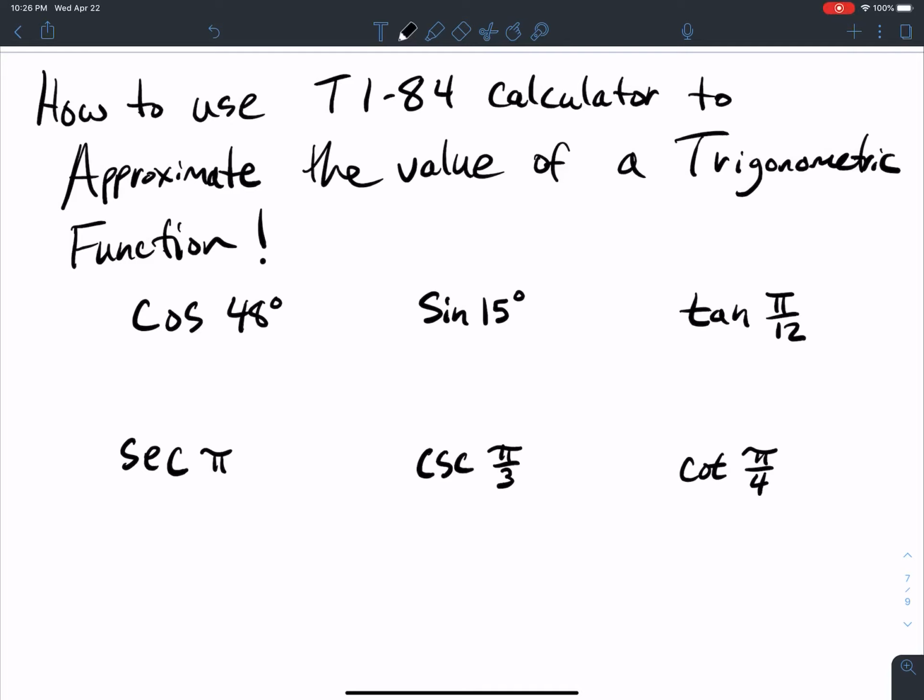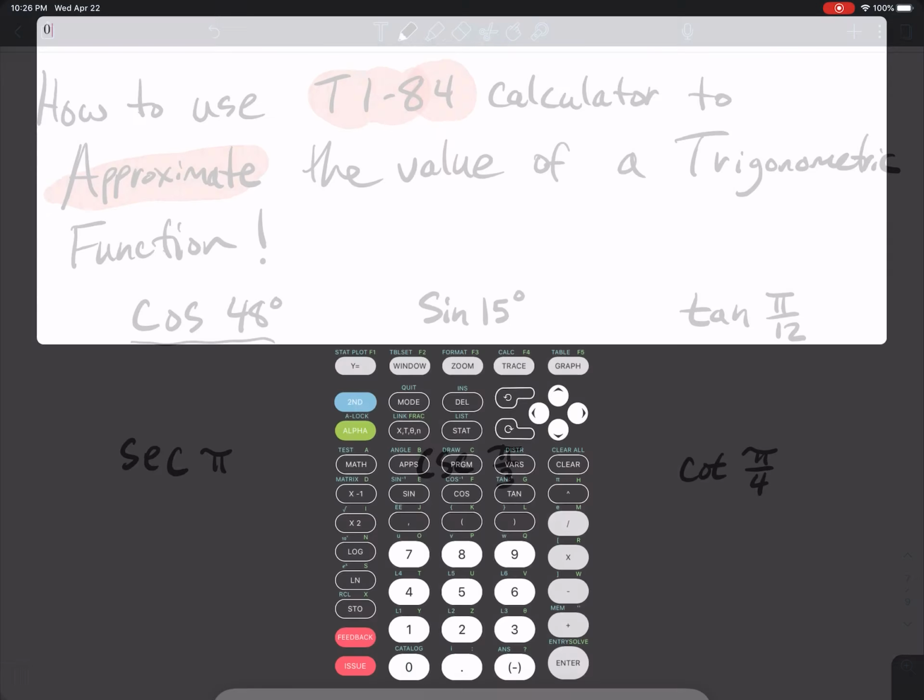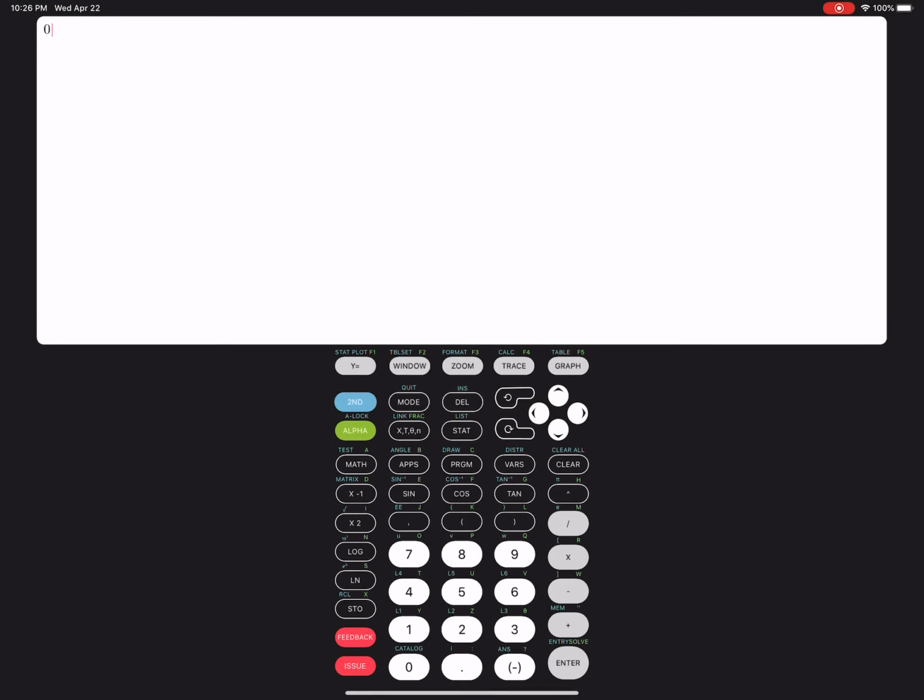So now that we've learned how to calculate some of the exact values using the unit circle for trigonometric functions, I want to show you how to use your TI-84 calculator to get some approximate values to trigonometric functions. So the first one I want to do is the cosine of 48 degrees. So break out your TI-84 calculator. It's not going to look exactly like this, but it will look similar.